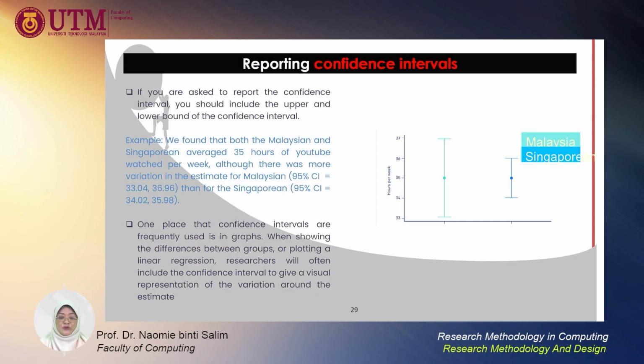When you are showing the differences between two groups, or plotting a linear regression, you should always include the confidence interval to give a visual representation of the variation around the estimate, as exemplified in the chart shown on the slide. You not only show the average, but you show the upper bound and lower bound of the confidence interval of the data that you want to analyze or compare.